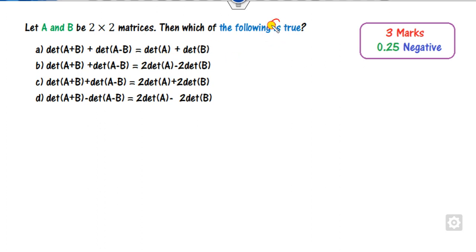Again, there is only one option here, so it is any of the 2 cross 2 matrix. So you can simply consider A as B. What will happen if A is B? The first option will be the determinant of 2A.